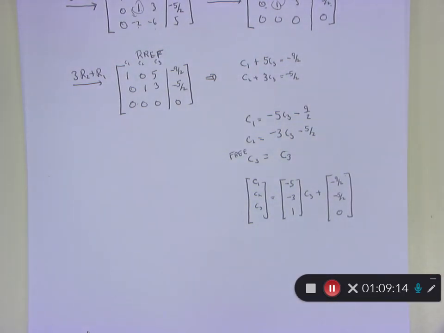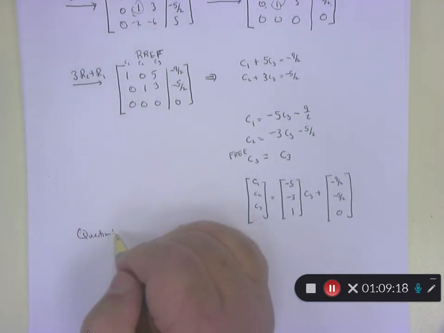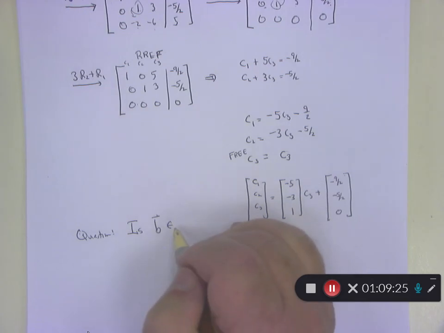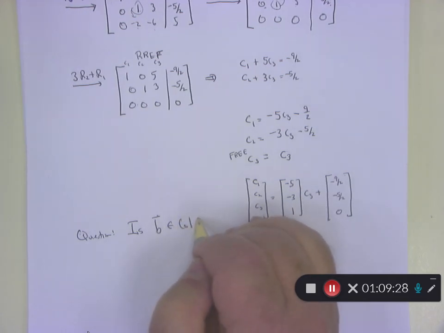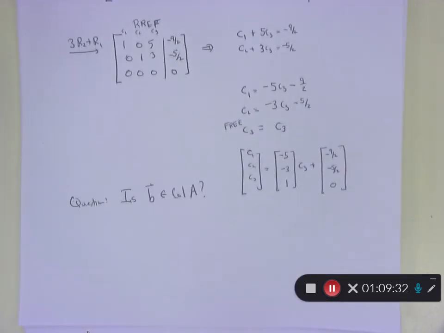Oh yeah, what was the question? Let's go back to the question. Is vector B an element of the column space of A? That's the question. Yes or no? You tell me. I got a no, shaking a head no. I got a yes. Okay. No. Got a no.